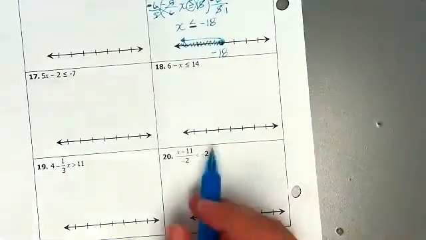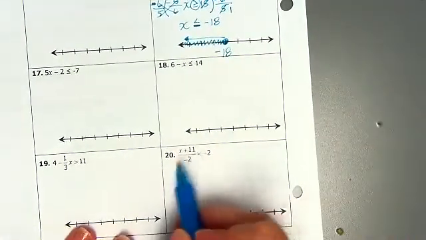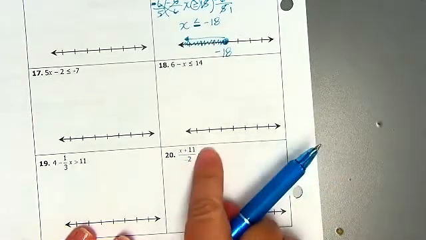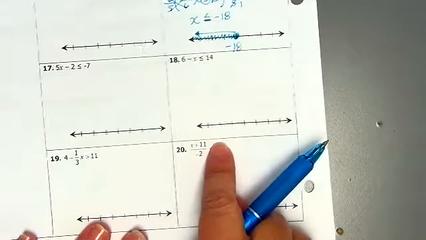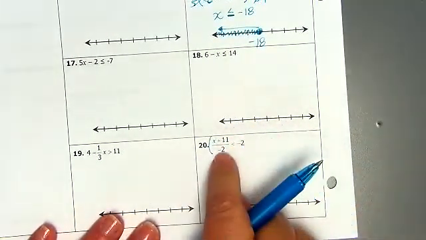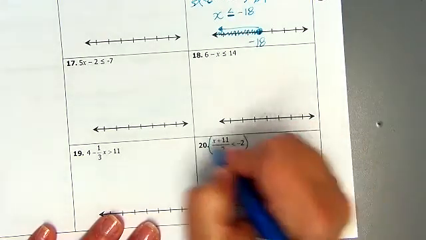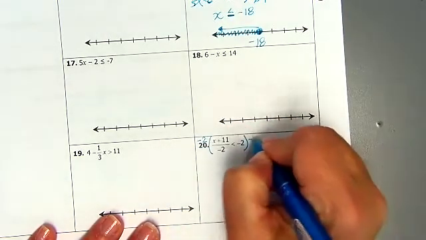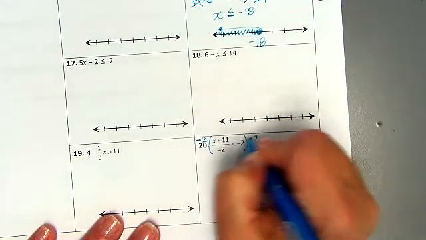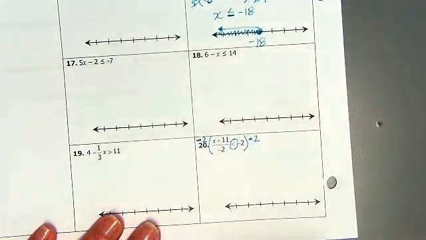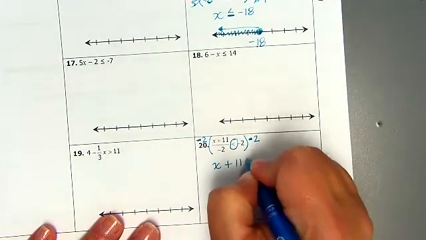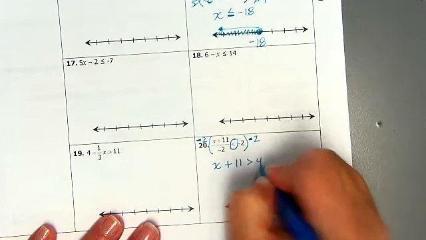Here we go. So we're looking at this one right here. Oh, this one's a little different. What's farthest away from the x right now is the -2. So I'm going to have to multiply, because I'm dividing by the -2. I'm going to multiply by -2 to both sides. When I multiply by that -2 to both sides, I have to flip the inequality symbol. So I'm now going to have x plus 11 is greater than 4.